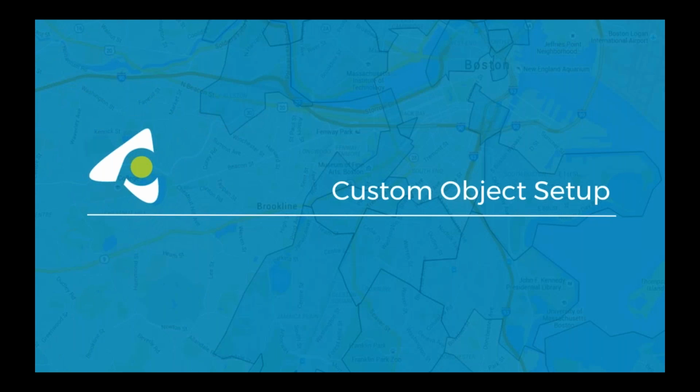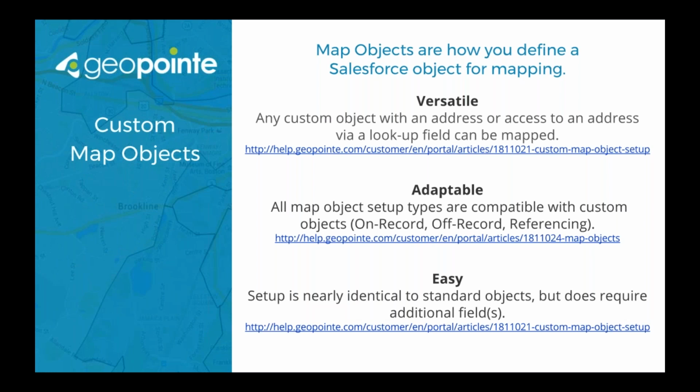Okay, so first we're going to start with our custom object setup. Just a quick brief overview again of what the map objects do. They are how you define your Salesforce objects for mapping. So it's not that different for custom objects from the standard objects. Standard objects, we're able to package some fields for you and have those ready to go. We can't do that with custom objects because we aren't going to know what custom objects you have in order to even do that. But it's just important to note that they're still very versatile.